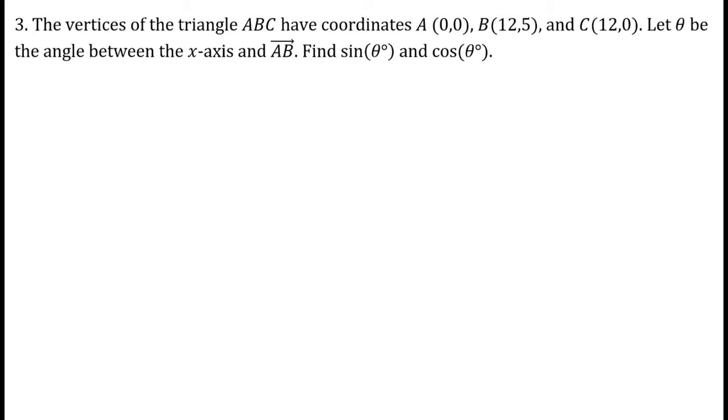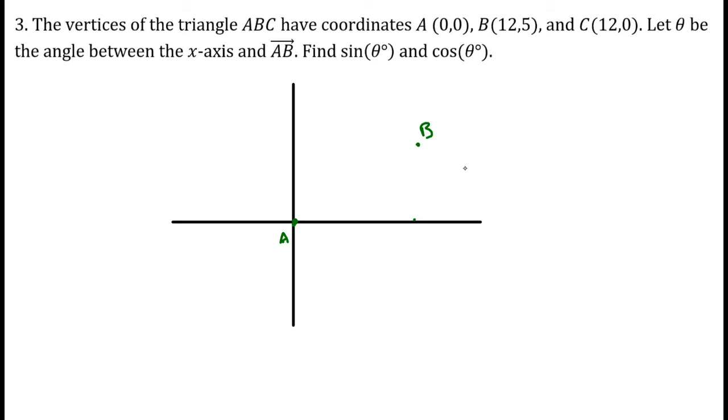Number 3. The vertices of the triangle ABC have these coordinates. Let theta be the angle between the x-axis and ray AB. Well, let's sketch a picture. We have A is 0, 0. B is 12, 5. Over 12, up 5. That's B. And C is 12, 0. So yes, this is a right triangle. Let theta be the angle between the x-axis and ray AB, so theta is in standard position there. And I want to know what's the sine of theta and the cosine of theta.